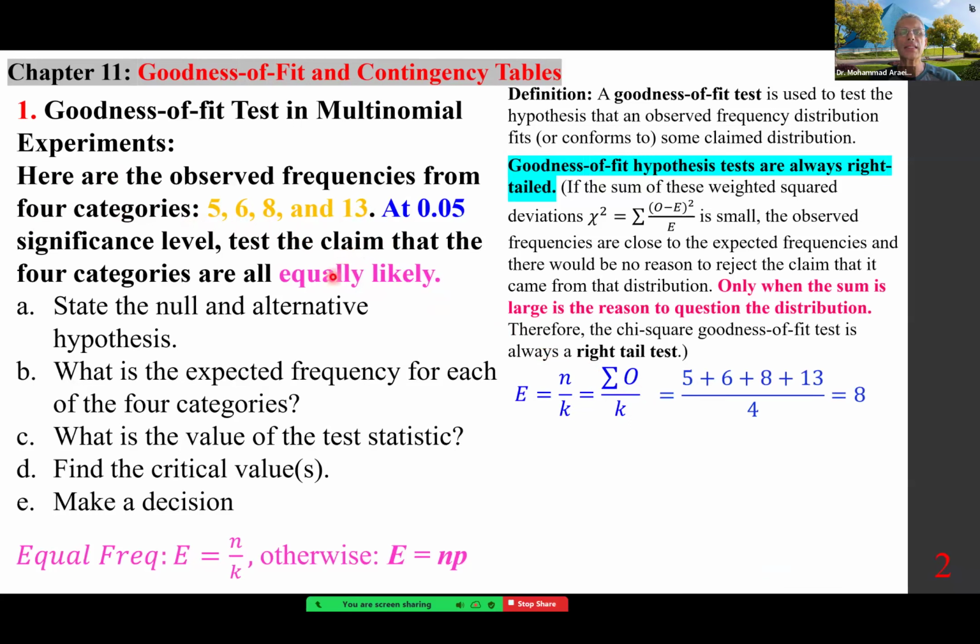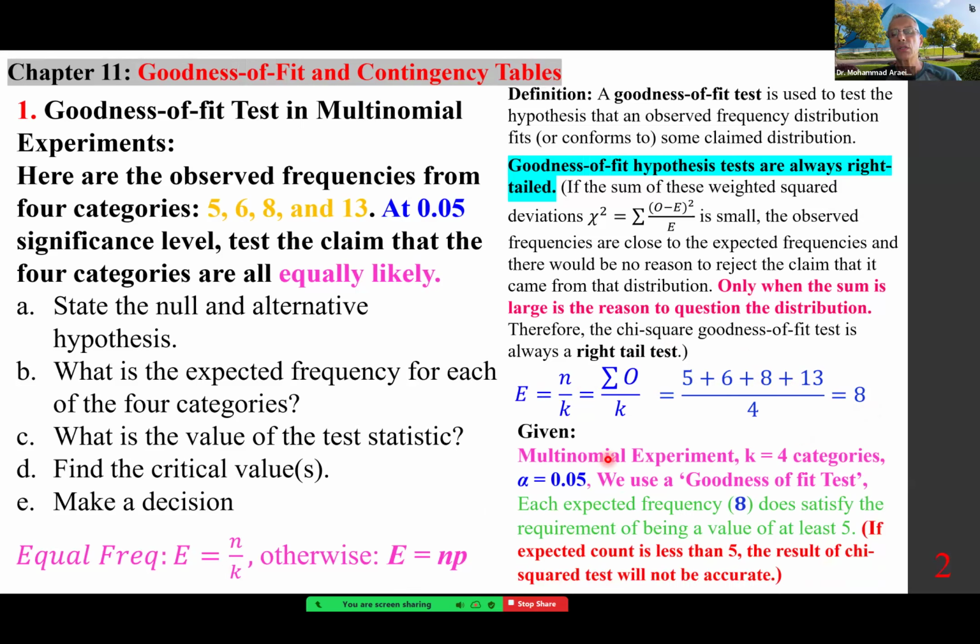Okay. Why is that the expectation? Because if we assume they are equally likely, which in essence means 1 divided by 4, that means 0.25 or 25% as far as the proportion is concerned for each case. So you could add them up and multiply by 0.25, and it gives you the same answer.